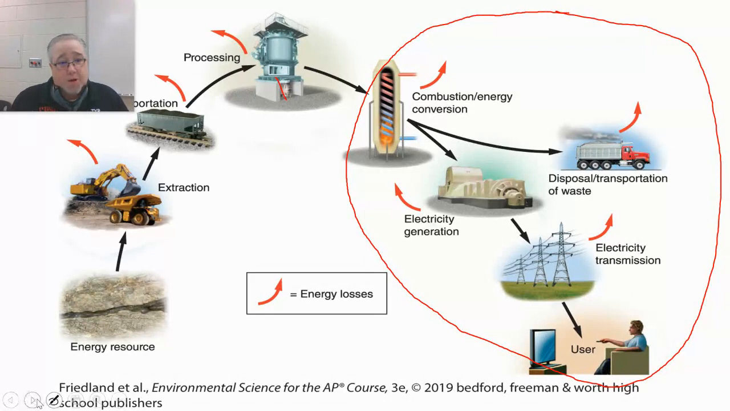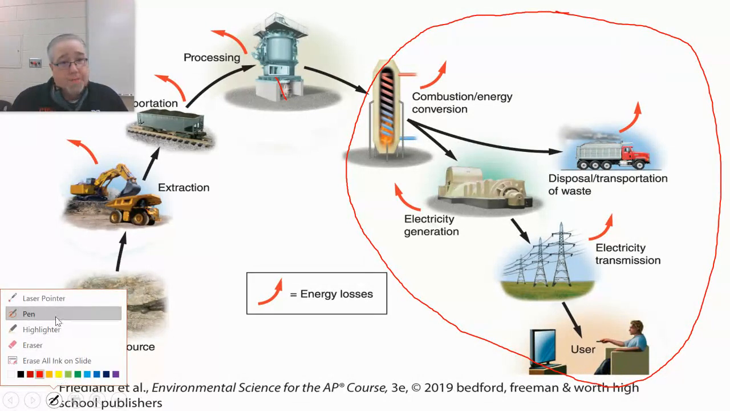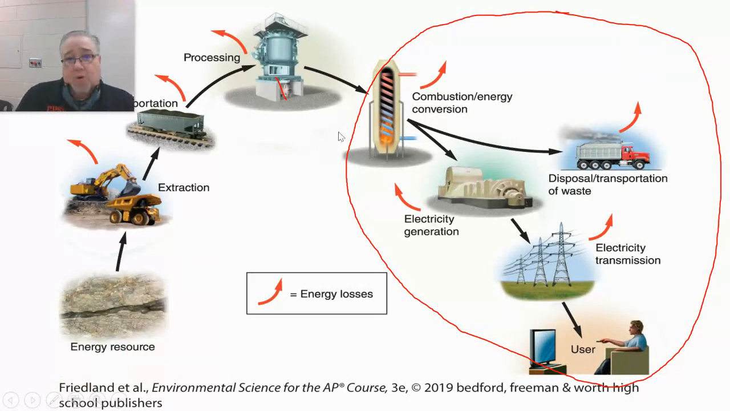Okay. So when all of that coal comes into the power plant, it's ready to be burned. So think about what had to happen to all of that coal before it even gets there, right? It had to be extracted, it had to be mined, it had to be transported, it had to be processed or refined, and then it's ready to be burned.